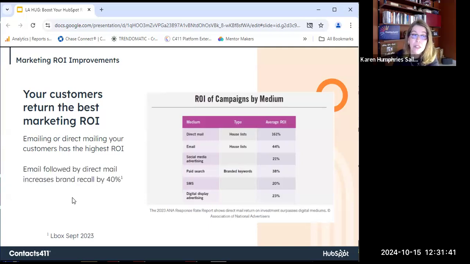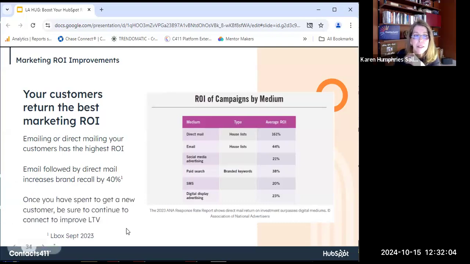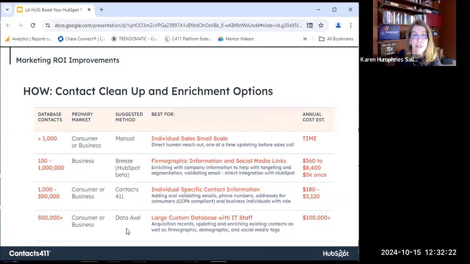But here's something really important. If you send an email and then you follow it with a piece of direct mail as simple as a postcard, which can cost very little, it will increase your brand recall by 40%, but we're seeing that it increases actual spending response rate by upwards of 25 to 35%. Yeah, so the multiple ways are really great. And then once you've spent to get that new customer, you want to be sure to connect with them in multiple ways because you just want them to remember you and think about you more. And that has really been shown, all those multiple ways to communicate have been shown to improve lifetime value.